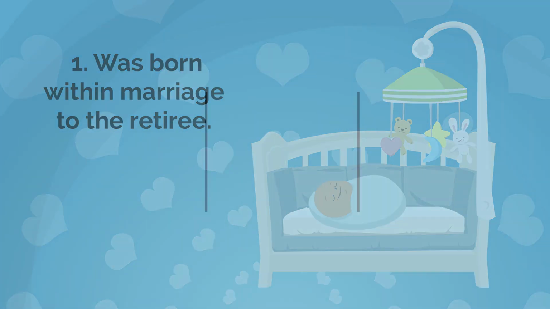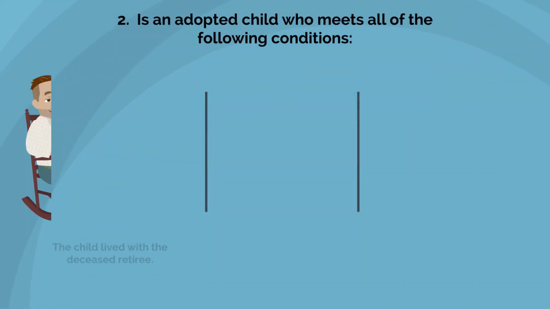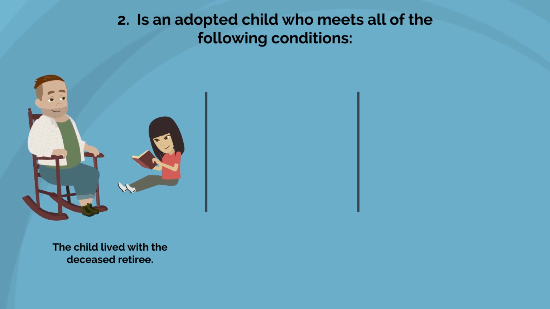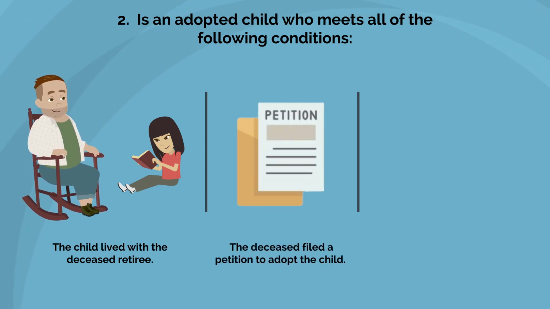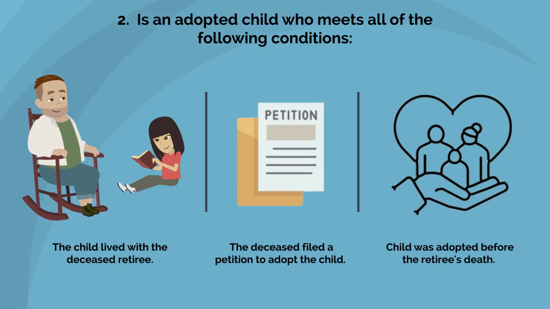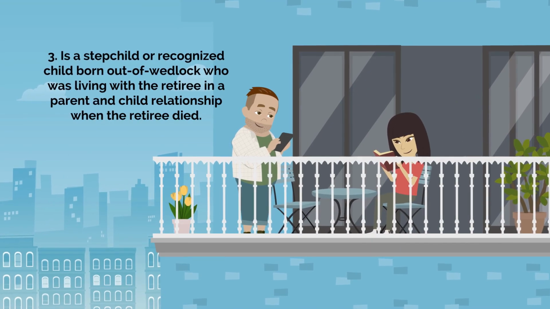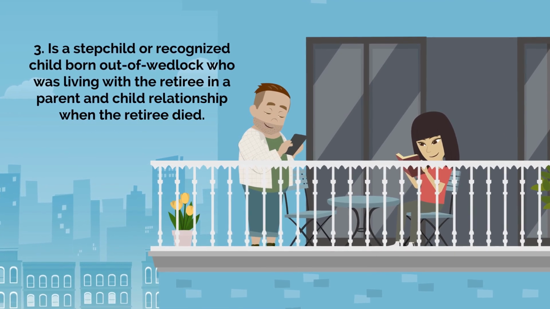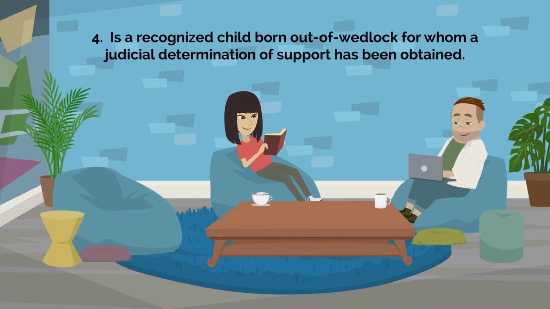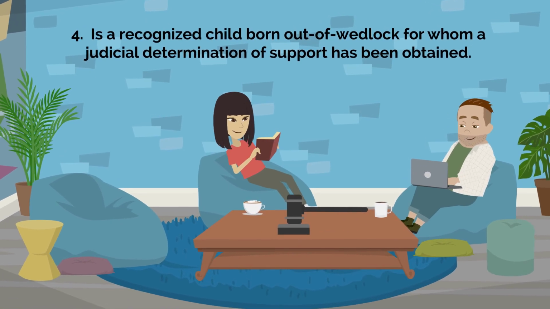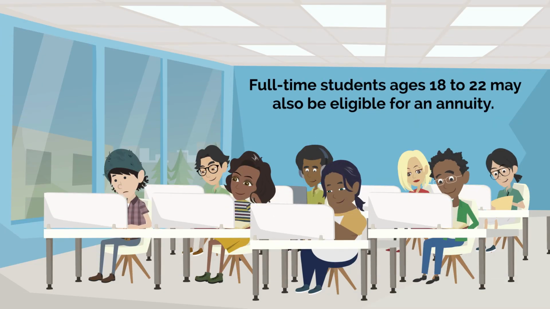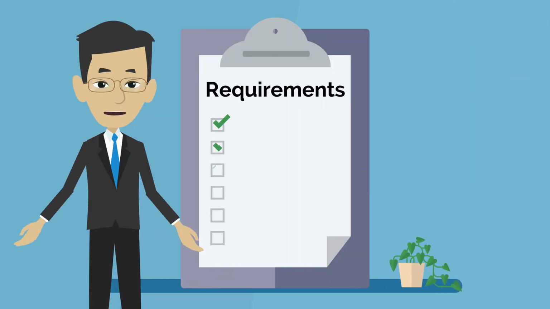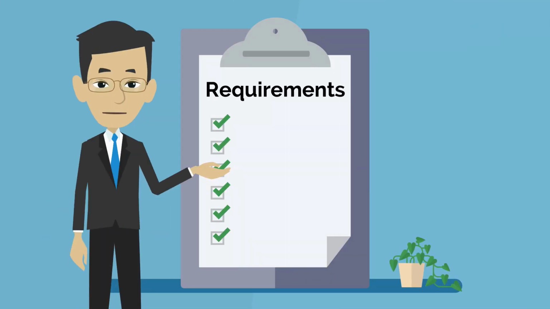to the retiree, is an adopted child who meets all of the following conditions. The child lived with the deceased retiree, the deceased filed a petition to adopt the child, and the child was adopted before the retiree's death or by the surviving spouse after the retiree died. Is a stepchild or recognized child born out of wedlock who was living with the retiree in a parent and child relationship when the retiree died. Is a recognized child born out of wedlock for whom a judicial determination of support has been obtained. Full-time students ages 18 to 22 can also be eligible for an annuity. However, the child must also meet all other requirements applicable to qualify for a child's annuity.